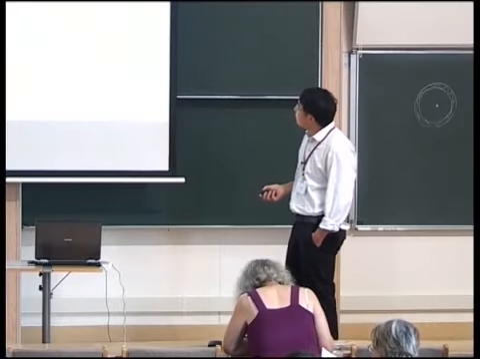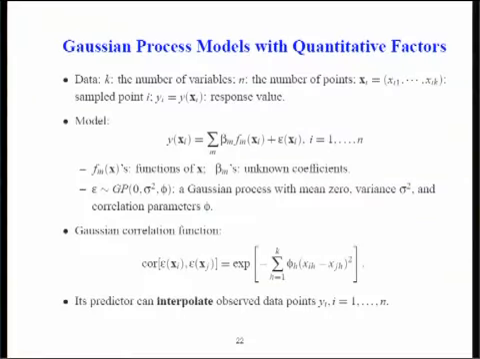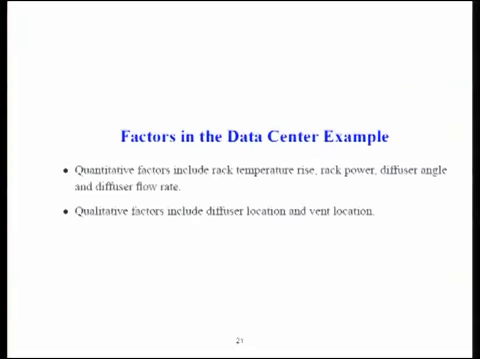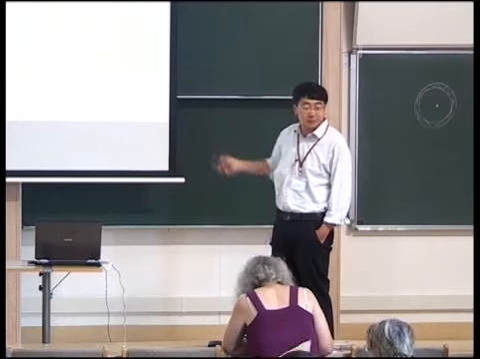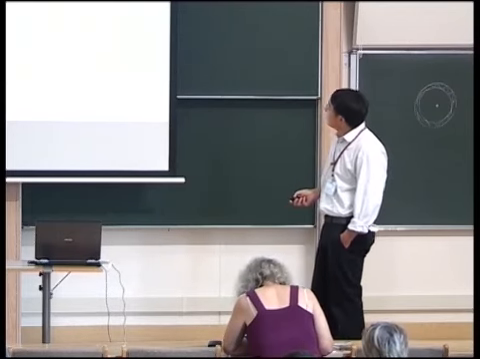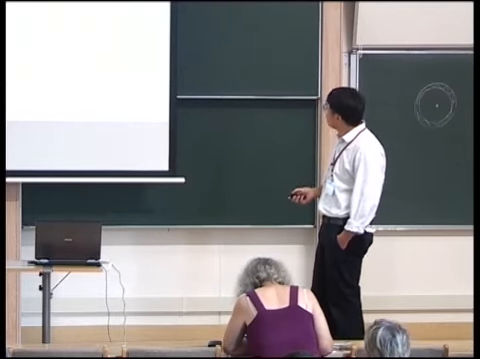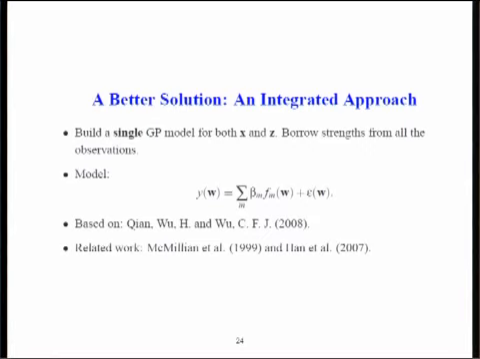Okay, now the question is how can we do some kind of Gaussian process model for both continuous and categorical factors? In a recent paper joint with Huaiqing Wu at Iowa State and Jeff Wu at Georgia Tech, we propose a framework for modeling computer experiments with two kinds of factors. The basic idea is we need to define a correlation structure in the space of both continuous and categorical factors.